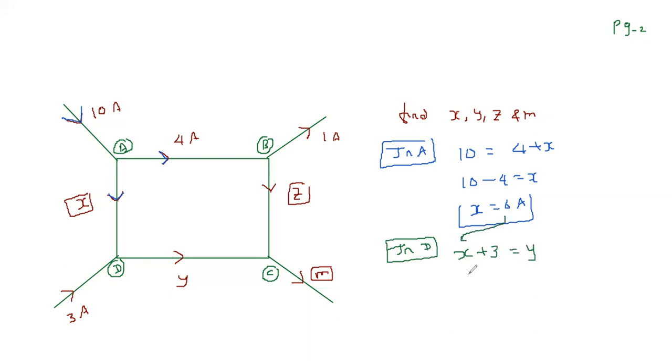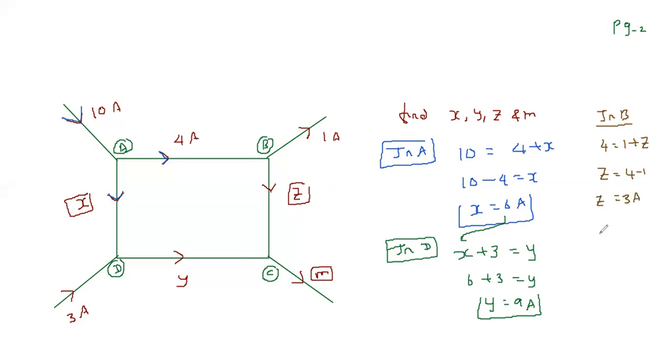From this, it is very clear. 6 plus 3 is equal to Y. So Y is equal to 9 ampere. If you see junction B, incoming current is 4 ampere. Outgoing current is 1 plus Z. So Z is equal to what? 4 minus 1, that is 3 ampere.